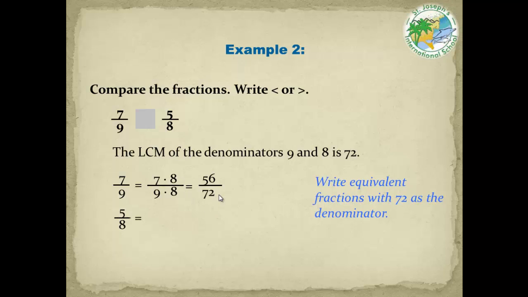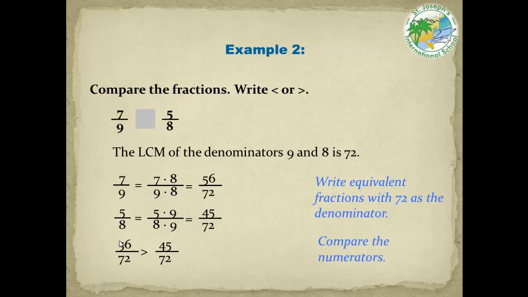Another fraction, 5 over 8. Which number multiplied by 8 equals 72? Multiplied by 9. Then 5 times 9 over 8 times 9. 5 times 9 equals 45 over 9 times 8 equals 72. Then the two fractions have equal denominators, so we can compare between them. Compare the numerators.